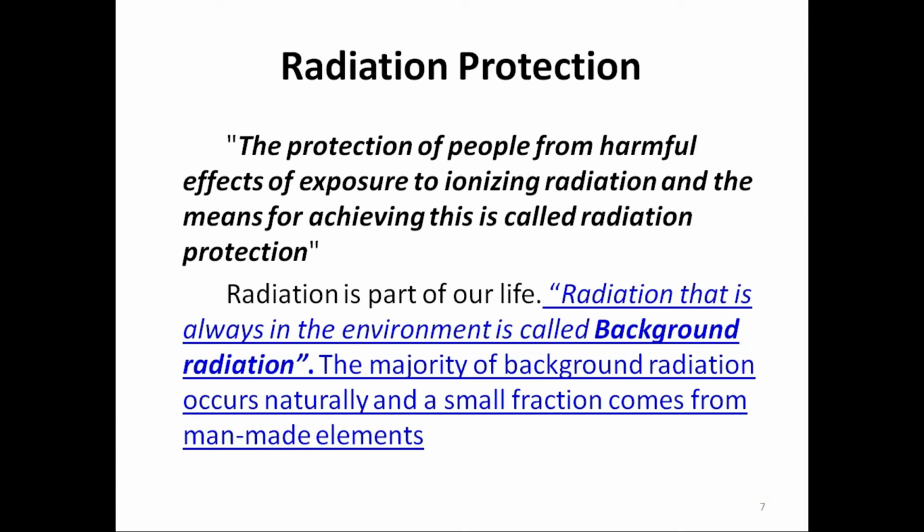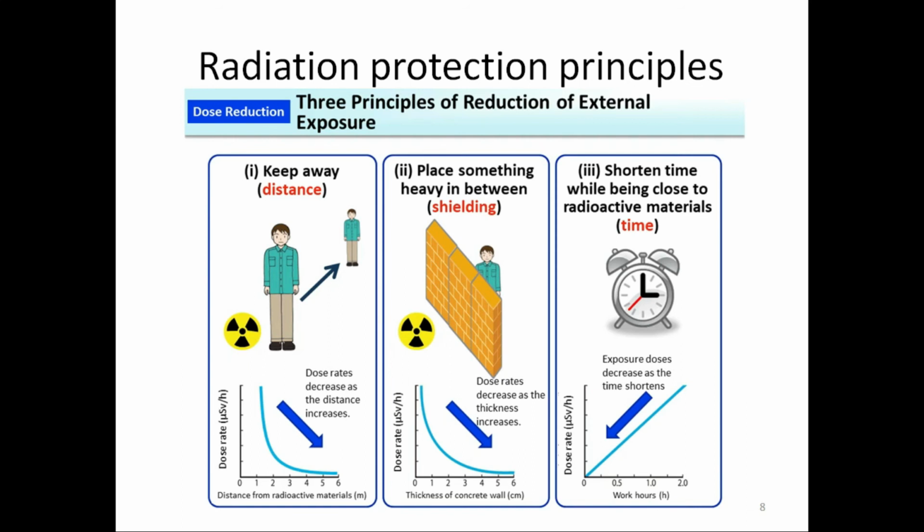Normally we are surrounded with n number of radiations. So radiation is a part of our life, and the radiation that is always in the environment is called background radiation. The majority of background radiation occurs naturally, for example sunlight, and a small fraction comes from man-made sources, like our mobile towers, radio signals sent by different radio stations, and also some nuclear explosions, etc.